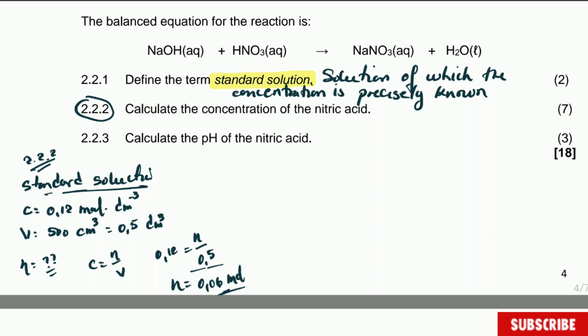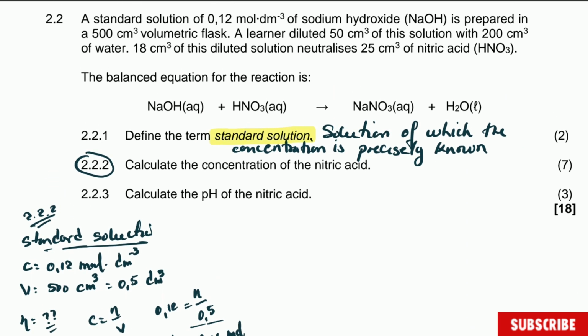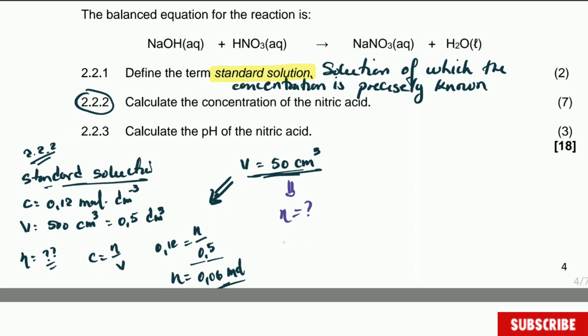But be careful, because the learner takes 50 cubic centimeter from here and then dilutes it in 200. The learner takes this volume of this substance and dissolves it again. So we need to know what the number of moles was in 50 cubic centimeter of that concentration. This is important to know right now, and that is the first thing we're going to quickly do here. The concentration is equal to number of moles divided by volume.